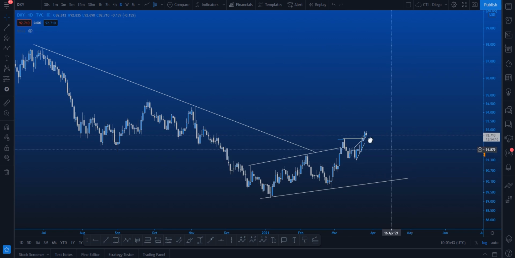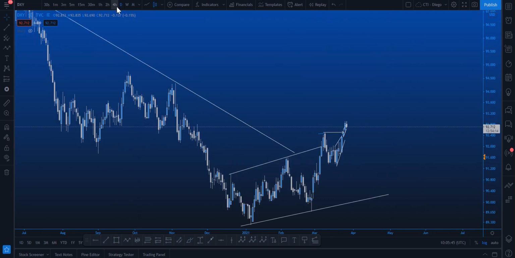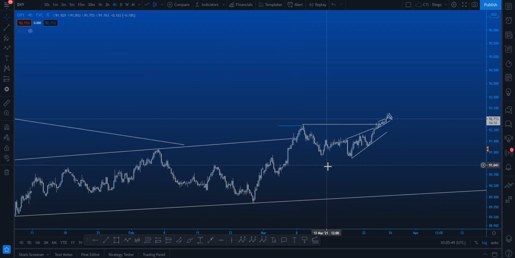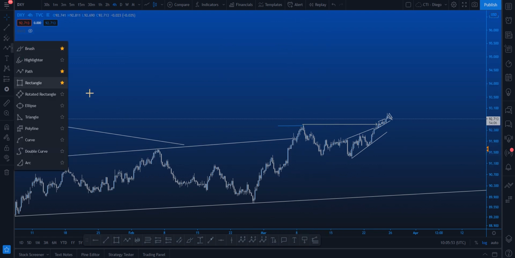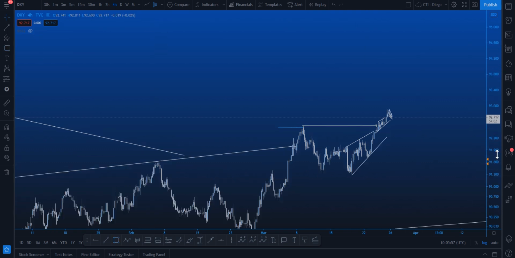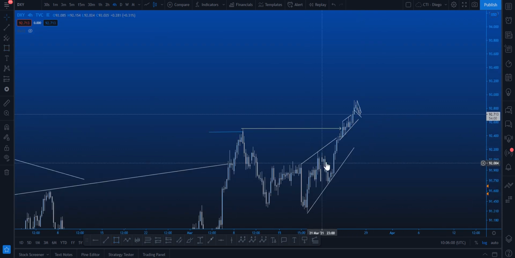Now inside the running channel, what's happened? We go to the 4-hour time frame and we can see that price has closed back outside. It's also formed a bit of a wedge pattern, as you can see. And this wedge pattern has now extended into two multiple patterns.